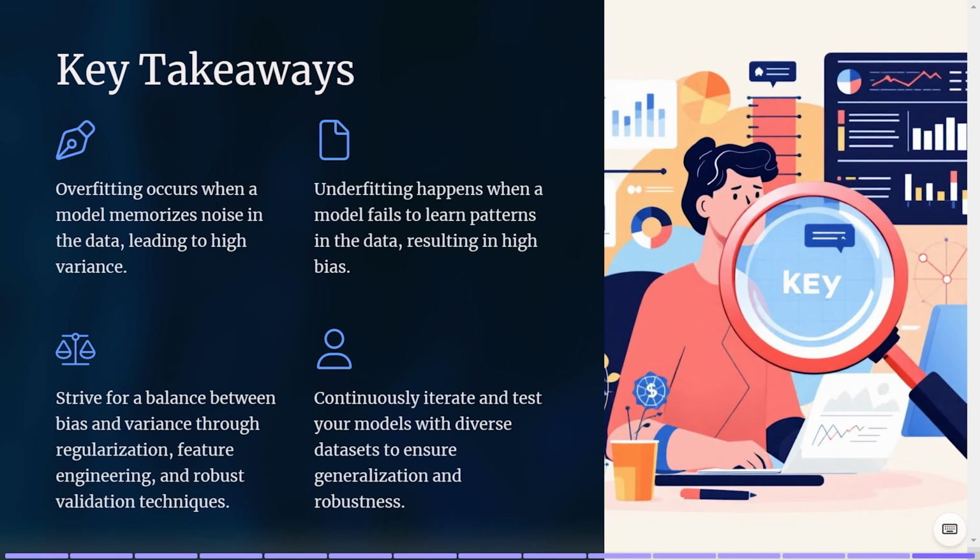To wrap up, here are the key takeaways. Overfitting occurs when the model memorizes noise, leading to high variance. Underfitting happens when the model misses patterns, resulting in high bias. Balancing these requires regularization, good feature engineering, and robust validation techniques. Remember, the goal isn't just accuracy, it's creating models that perform well in the real world.